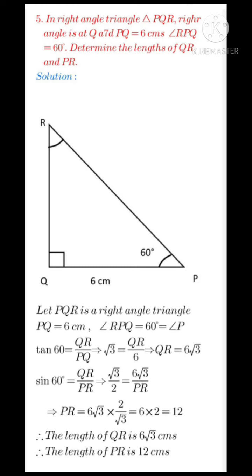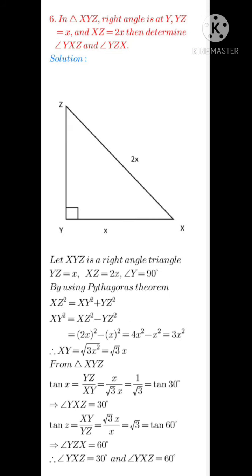Now if we take PR to the left hand side, PR is equal to 6 root 3 into 2 by root 3. Root 3 cancels, that is equal to 6 into 2, that is equal to 12. The length of QR is 6 root 3 centimeters, and the length of PR is 12 centimeters.